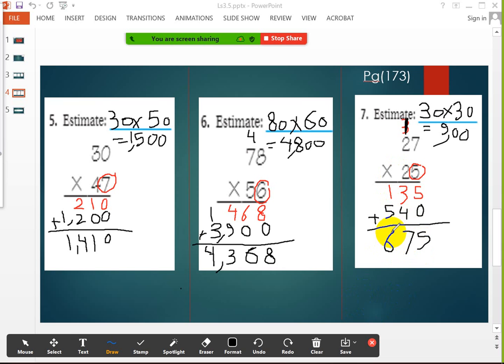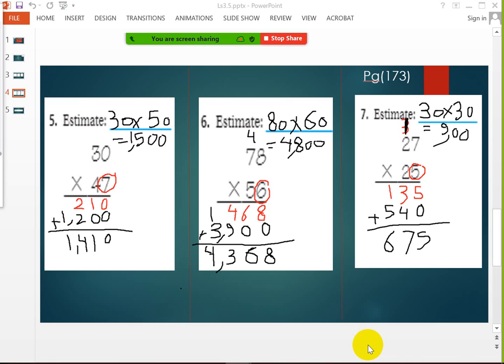675. Okay, girls? So this is our lesson today. I hope that you understand it very well. Don't forget to do the homework. The homework on page 175. Thank you so much.